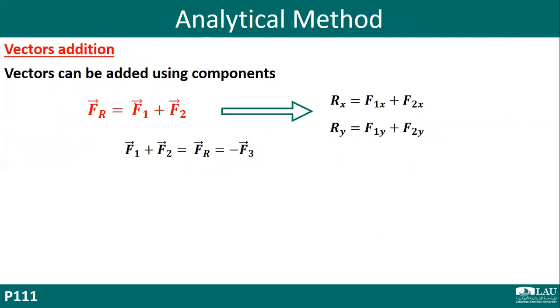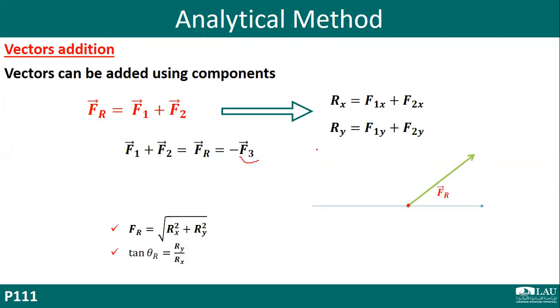So for the analytical method, two forces are added together by adding the x and the y components. The components are added to get the components of the resultant force. So as you can see here, F1 plus F2 is equal to FR. FR is the resultant force. F3 is the balancing force. Okay, we cannot add all the components together. The x components are added together, the y components are added together.